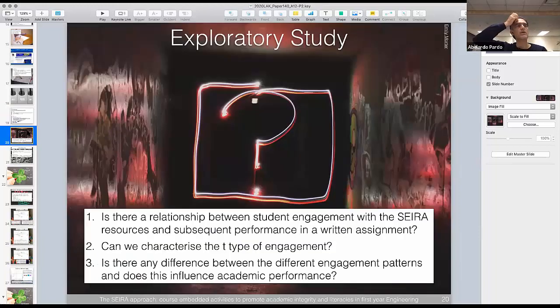Now, the 3 research questions we wanted to explore, very preliminary study, but very interesting results, are, first one, if there is a relationship between how students engage with these resources and the subsequent performance in the written assignment.